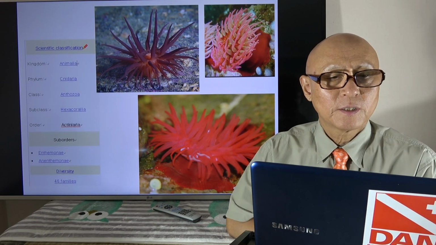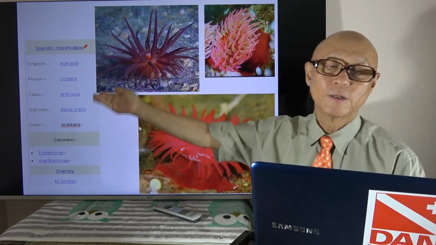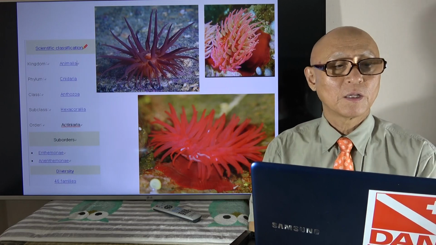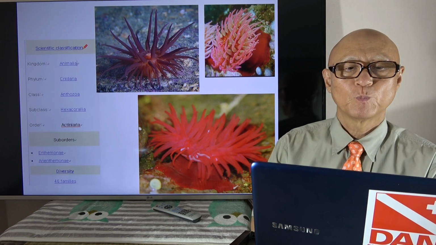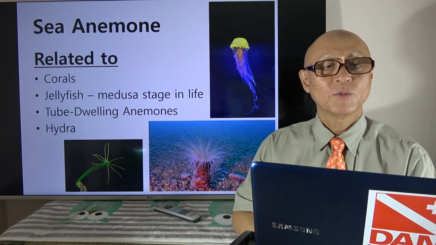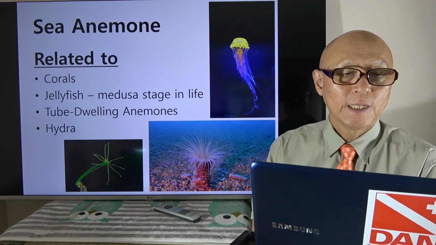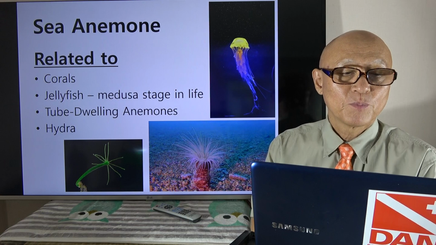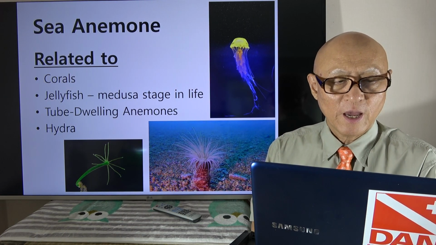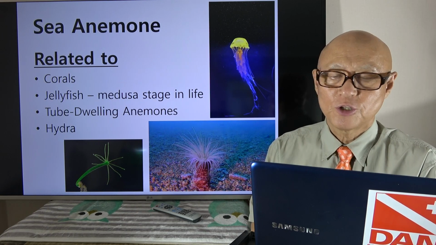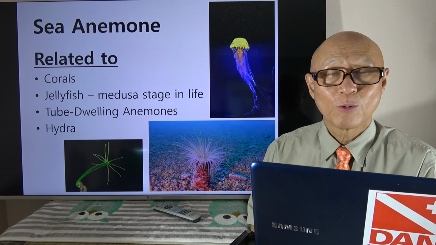So sea anemones, many different kinds. They belong to some scientific kingdom and genus as well. Sea anemones are related to corals, surely. Jellyfish, surprisingly. Jellyfish have a medusa stage in their life, not like sea anemone, but they are all relatives.